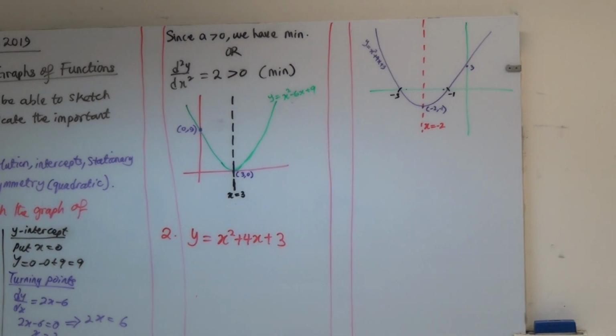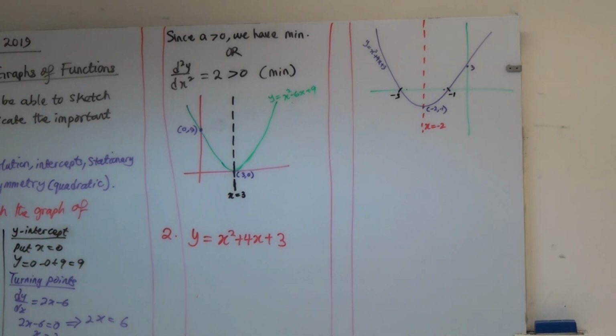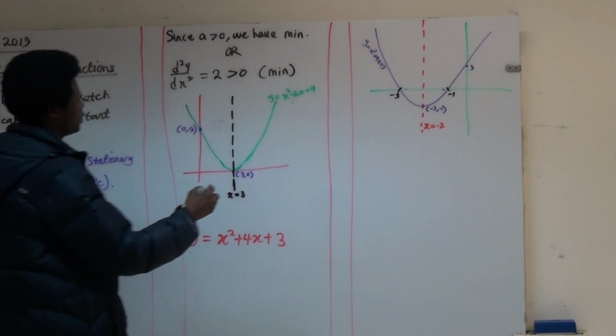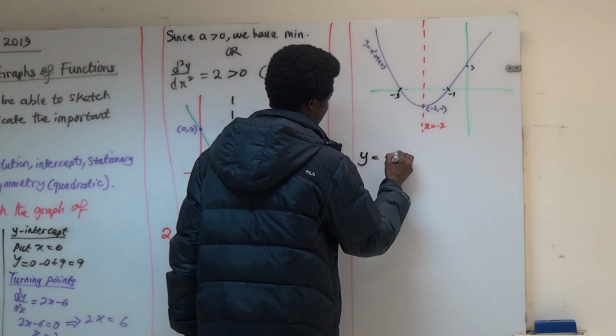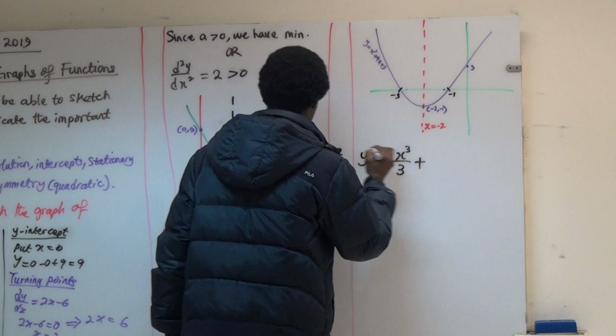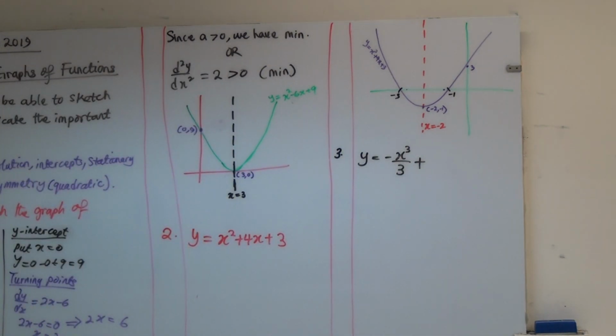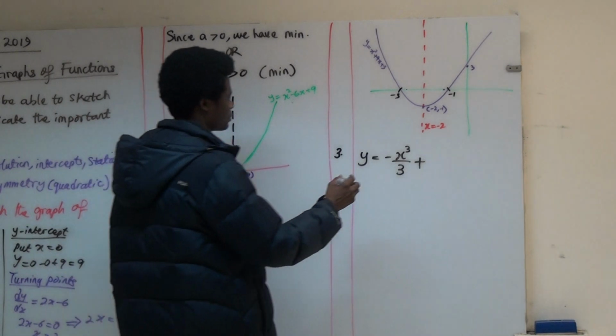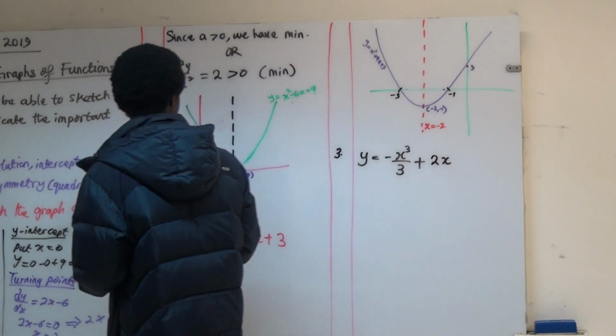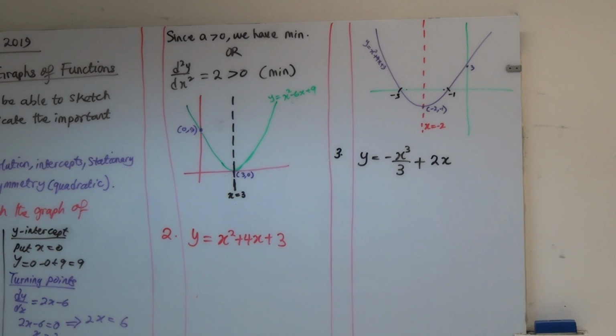Can I write cubic and you try first before we do it together? Okay, so let's play with this. Or maybe even higher functions, but let's start with cubic. Y equals -x cubed over 3 plus 2x. Quickly do that.